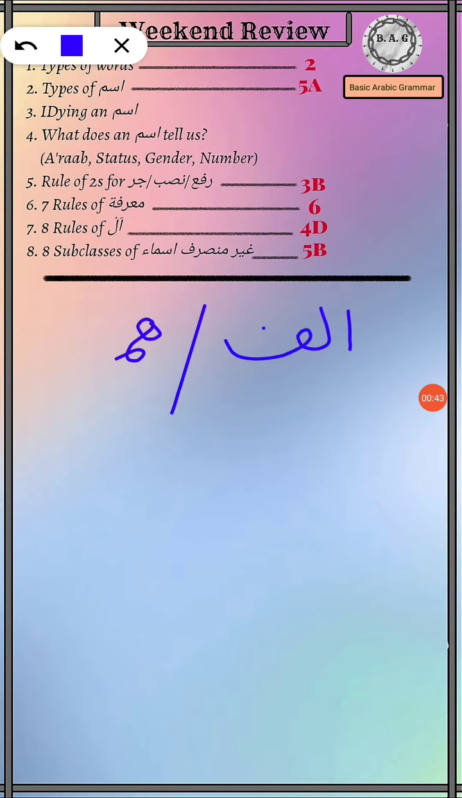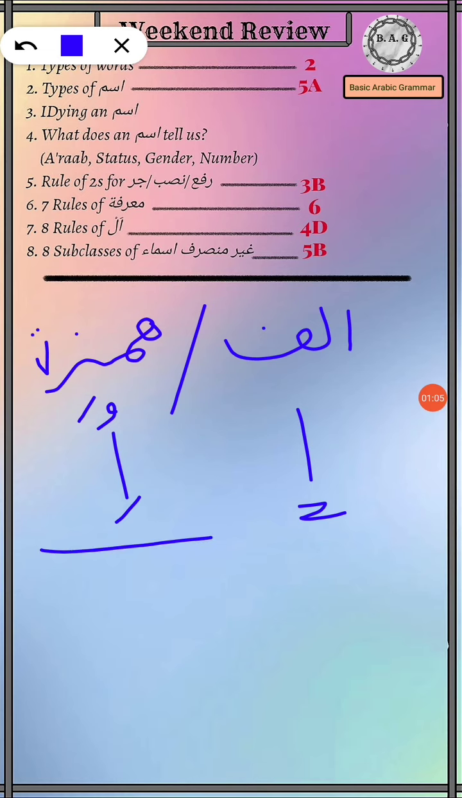All right, so the difference was, if an alif doesn't have any harakat on it, it is called alif, alright? But if I put any harakat on it, such as a dhamma, a fatha, or a kasra, it becomes hamza. Okay, it is called hamza.